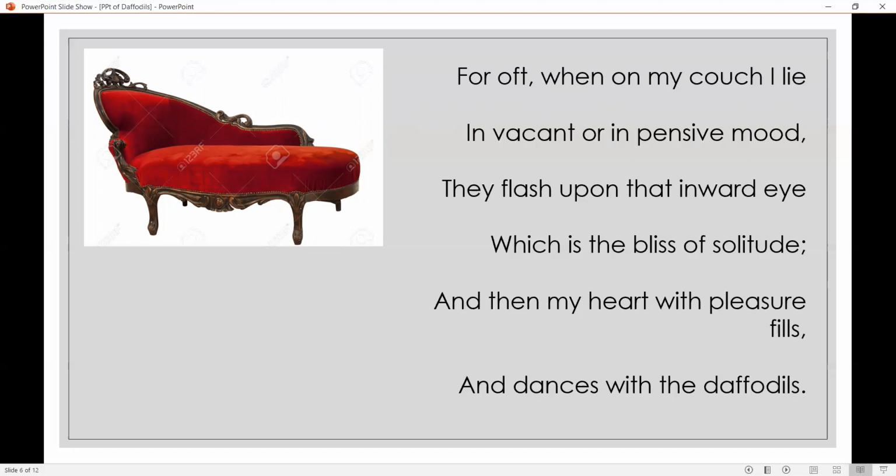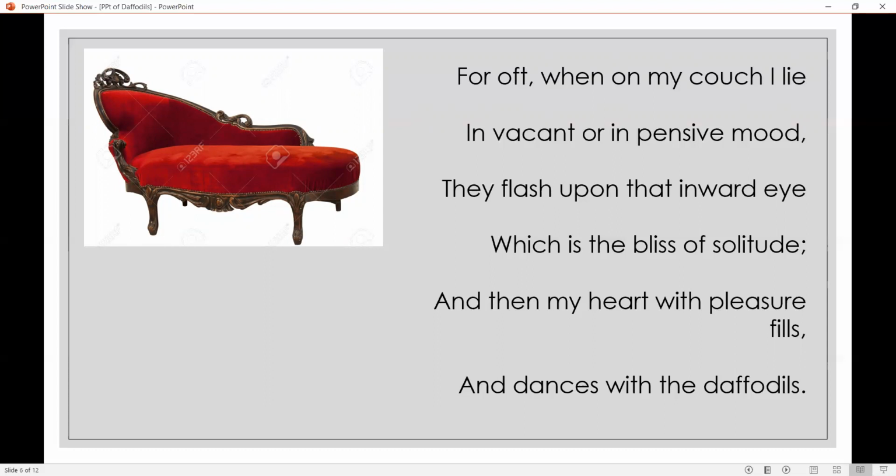Inward eye here, you can call it his subconscious mind or maybe his dream. So what does the poet try to tell here? He tells that he usually lies on his couch in a blank, disinterested mood or a thoughtful or reflective mood. However, pensive, as I have told you, usually refers to thoughts of sadness. Therefore, when the poet lies on his couch, he is usually in a blank or quite sad or gloomy mood.